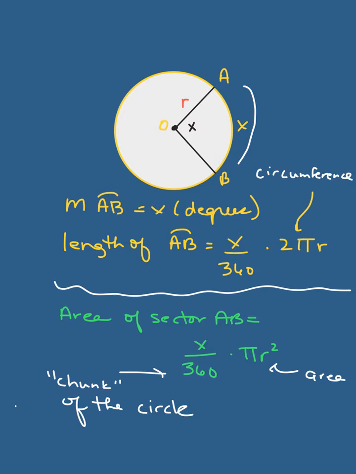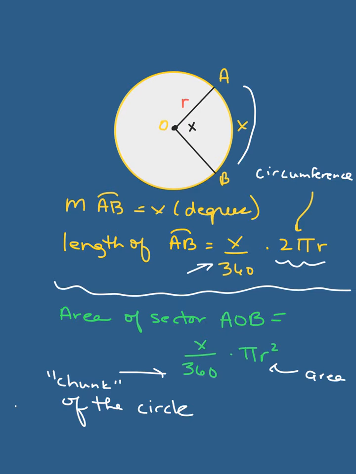Now depending on what that central angle is, that's going to depend on the fraction or the part of the circumference. So once we figure that out, we will take that fraction and multiply it by our circumference, and that will give us the length of arc AB.